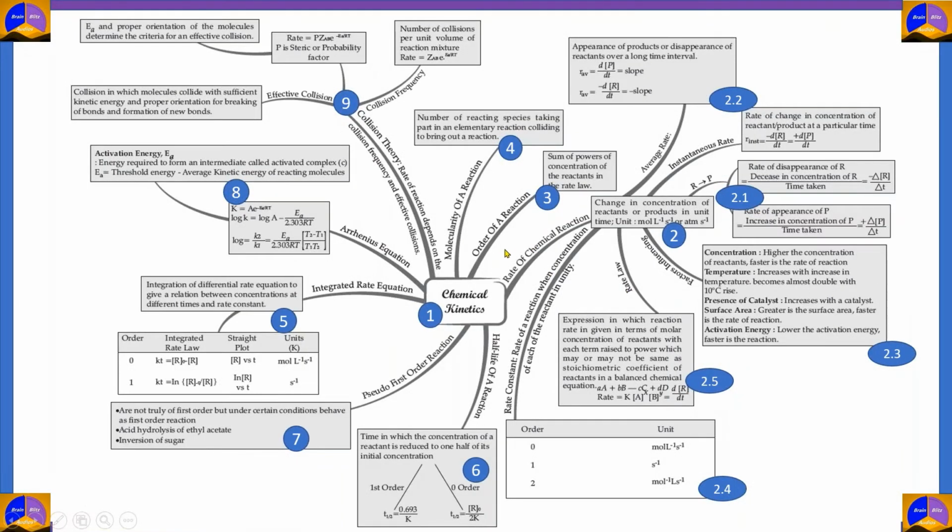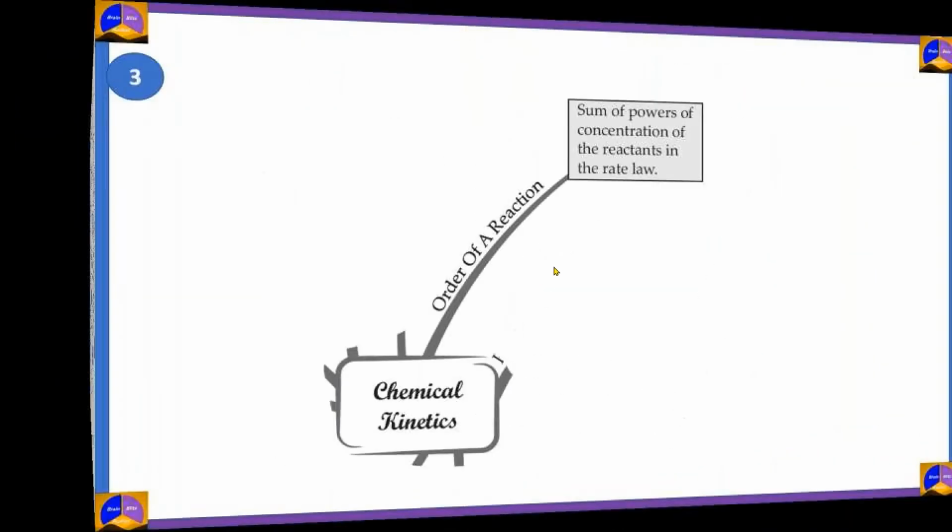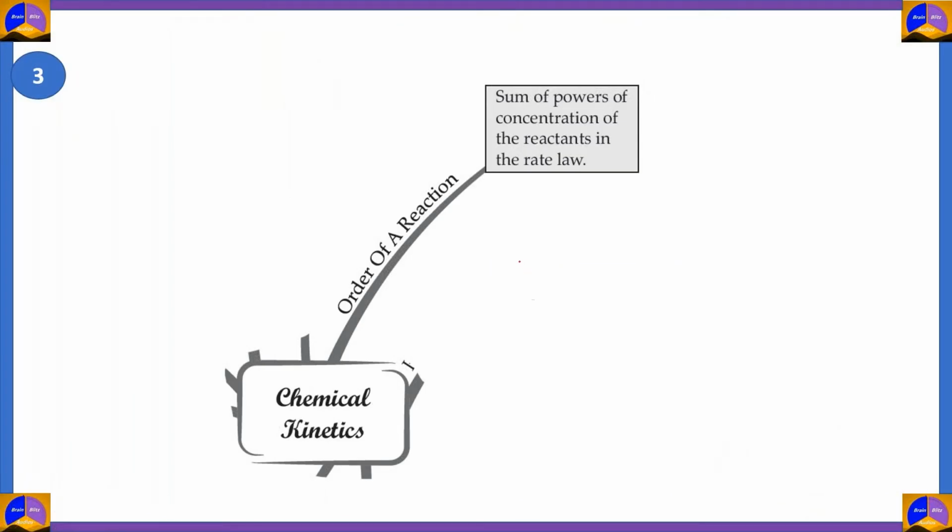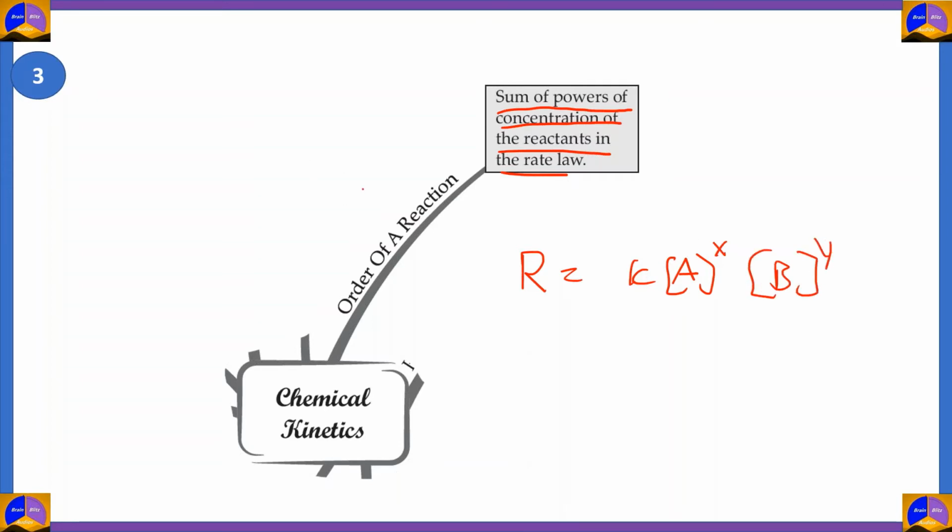So now let's look at the next part, order of a reaction. The order of a reaction is the sum of the powers of concentration of the reactants in the rate law. So in the rate law, we studied that R is equal to K, A raised to X, B raised to Y. So to find out the order of a reaction, we just add X and Y. So the sum of X and Y gives us the order of a reaction.